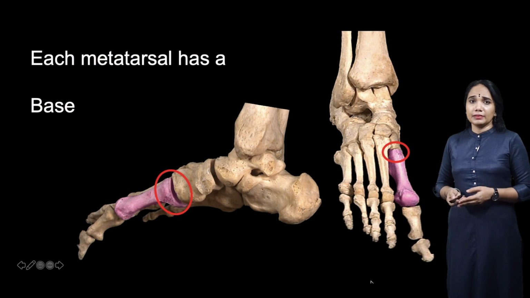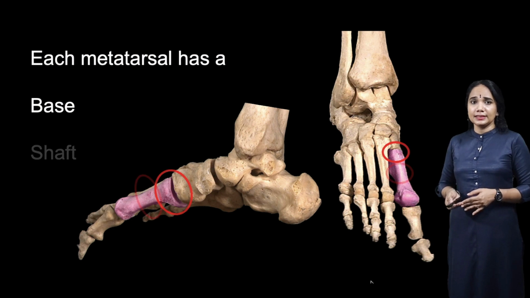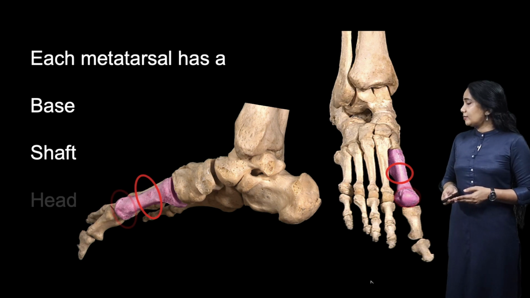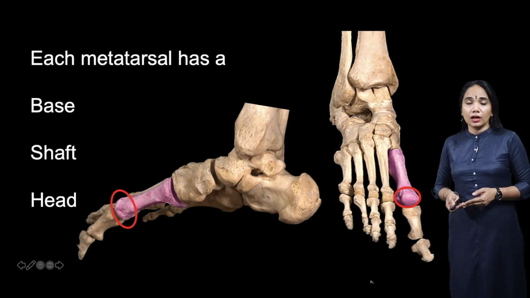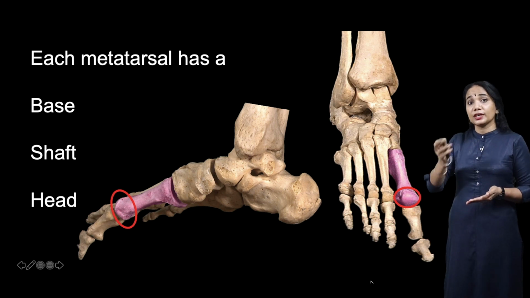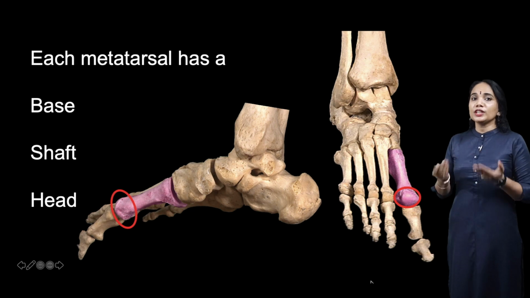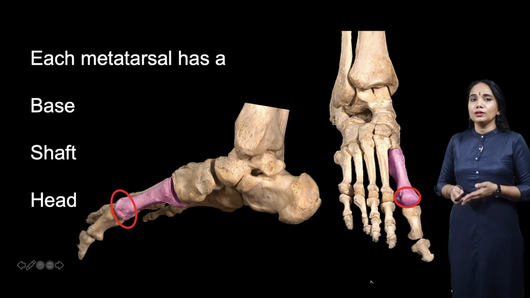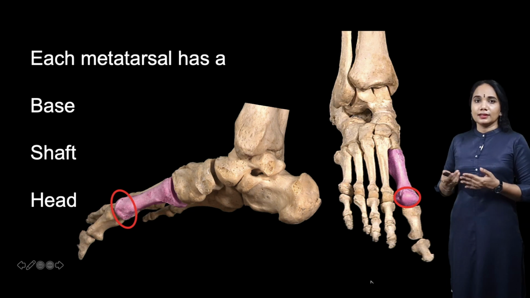What are the parts of the metatarsal? The metatarsal has a base which articulates with the cuneiforms and the cuboid, a shaft, and then we have a head which is actually resting on the ground and completes the arches, both the medial and the lateral, as well as the transverse arches. We'll be looking at the arches of the foot and the physics behind it in a later video. But for now, let's look at the tarsals.